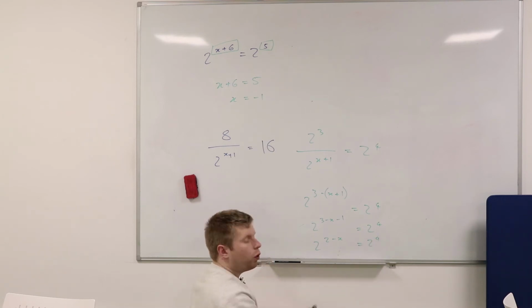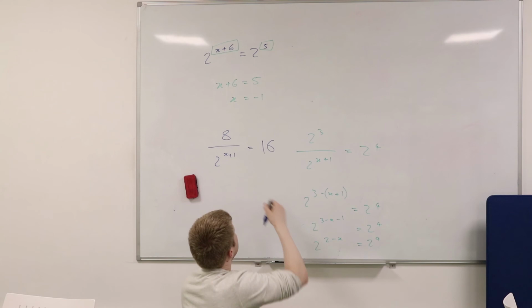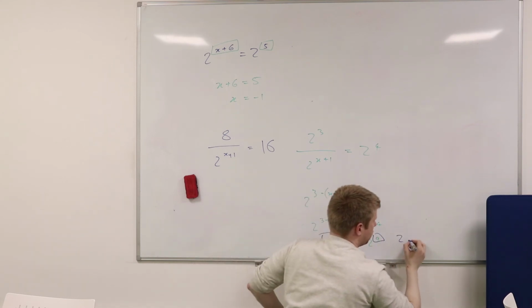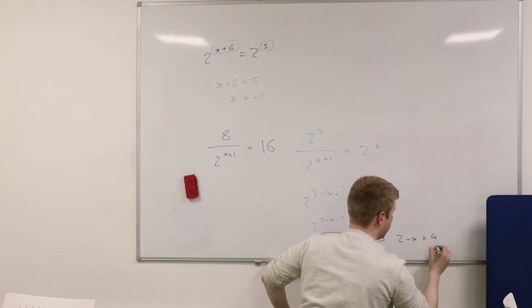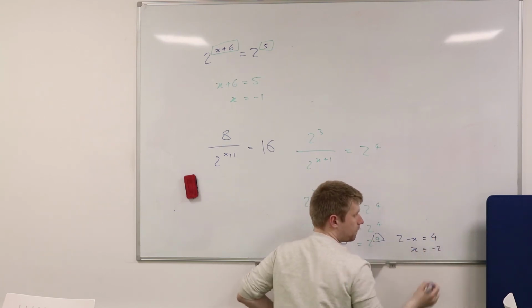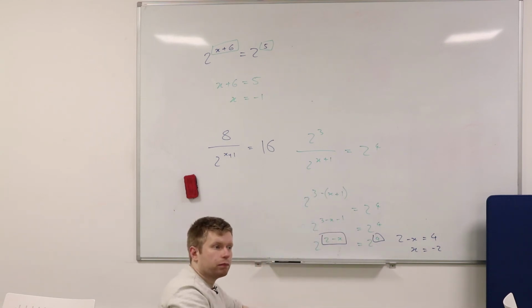2 to the power 4 over on the right hand side. So I just basically do the same thing as this, right? So that's the same as that. So 2 minus x has got to be equal to 4. If I solve this, what do I get? Negative 2, right? You happy with that?